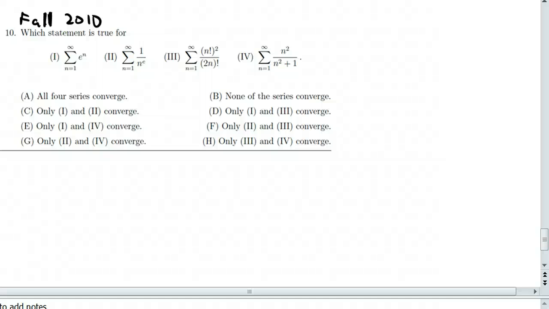Fall 2010, question number 10. We have 4 series and we're asked basically which of these converge.